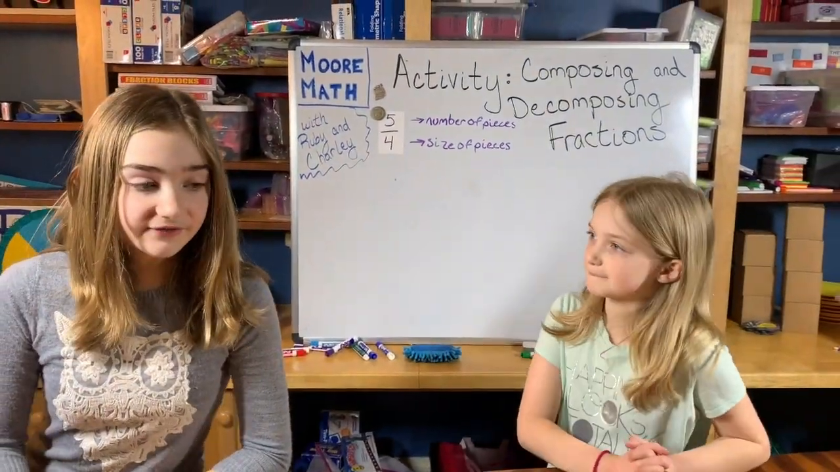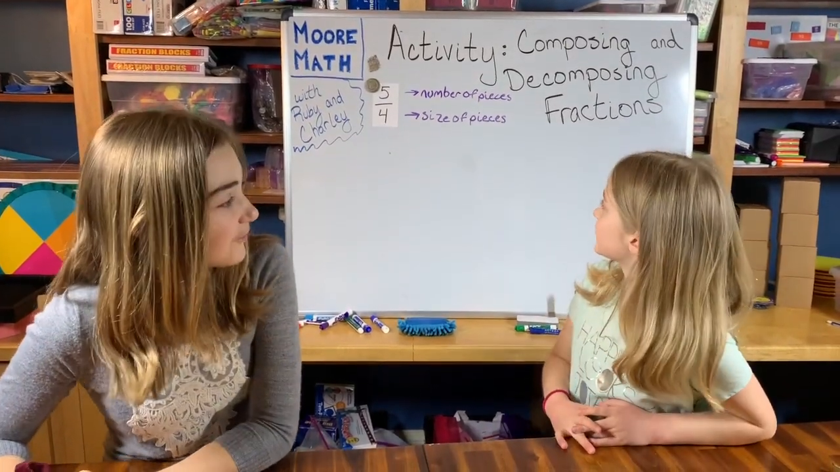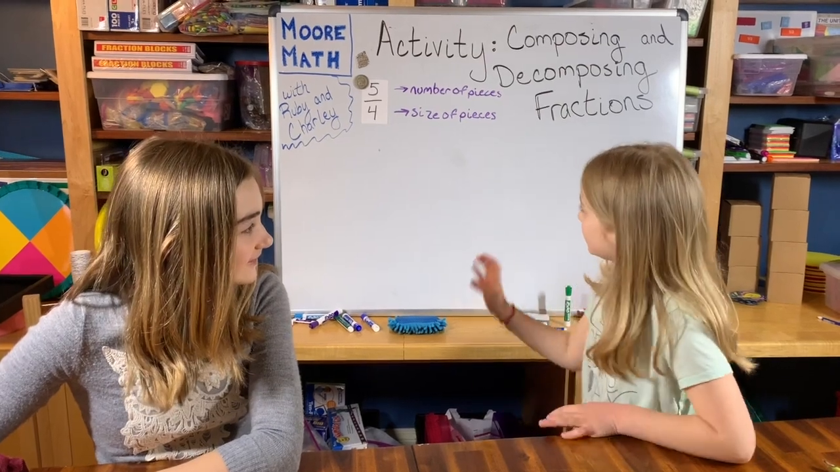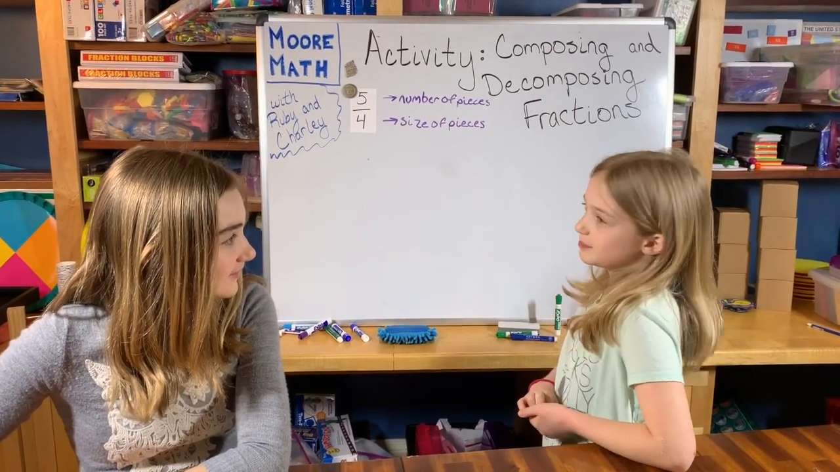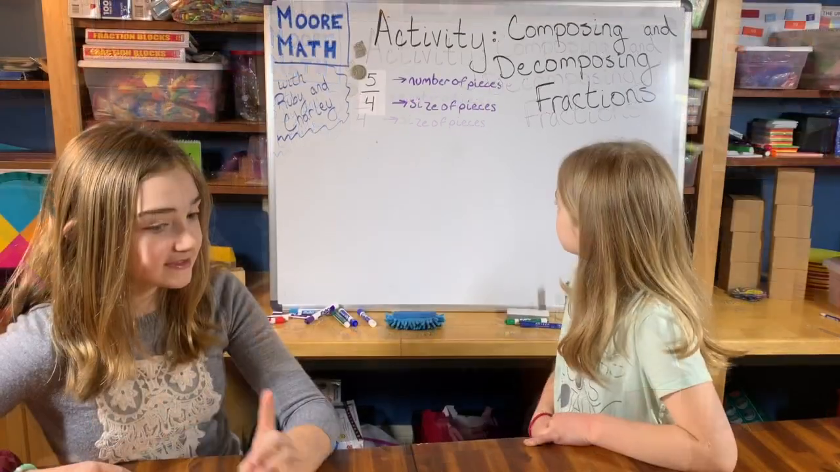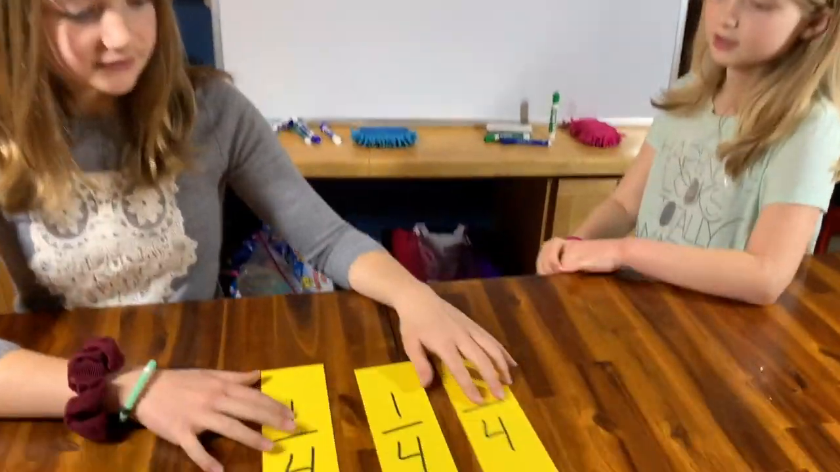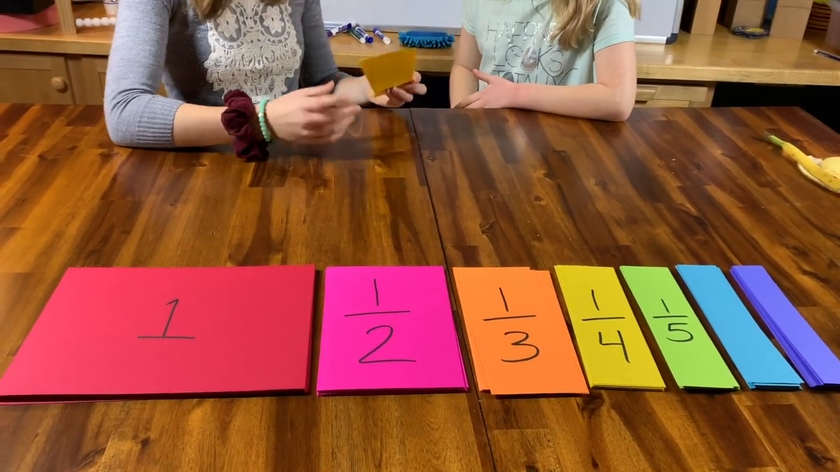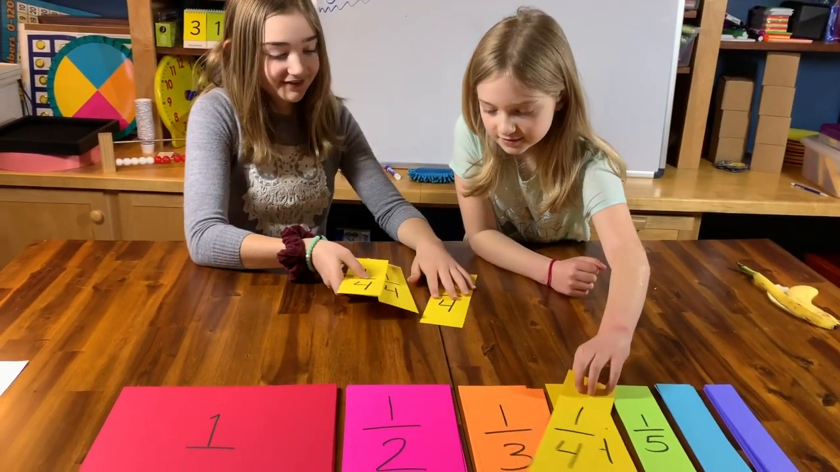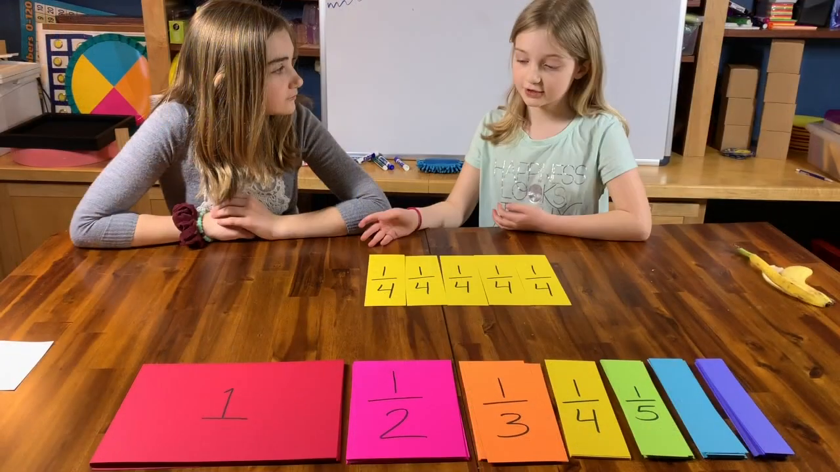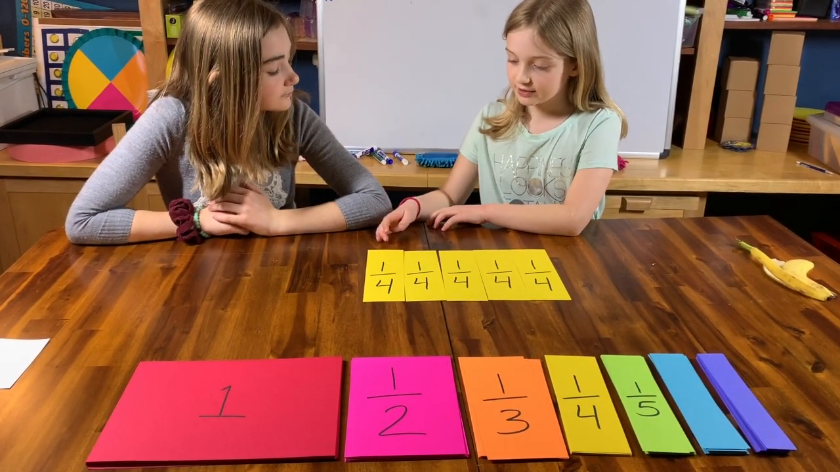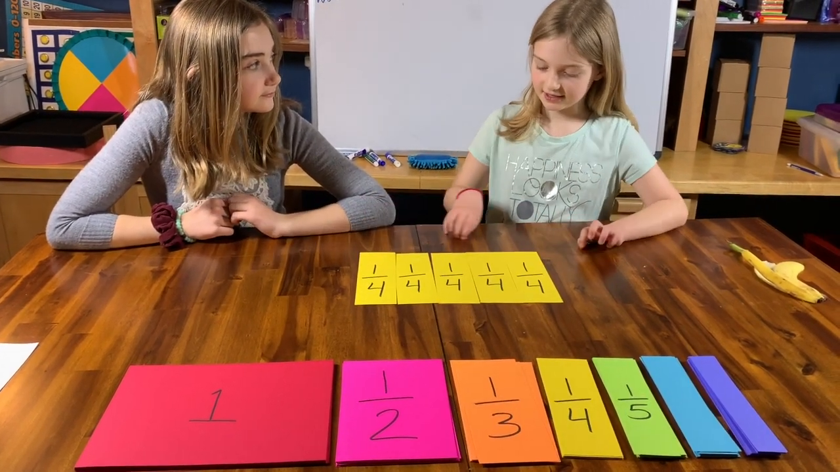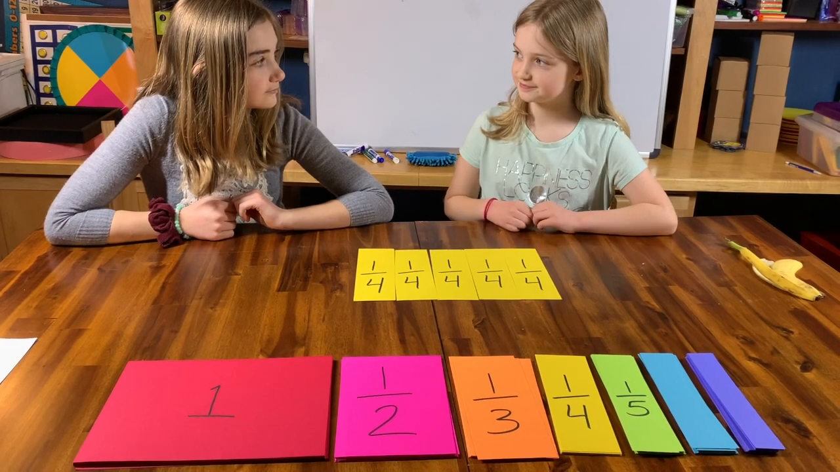So we have our next fraction. It is 5/4. Do you notice anything strange about this fraction? The numerator is bigger than the denominator. Let's see if we can build this. We still need the fourths. It is using fourths still. In order to get 5/4, we need to take 5 1/4 pieces to get there.